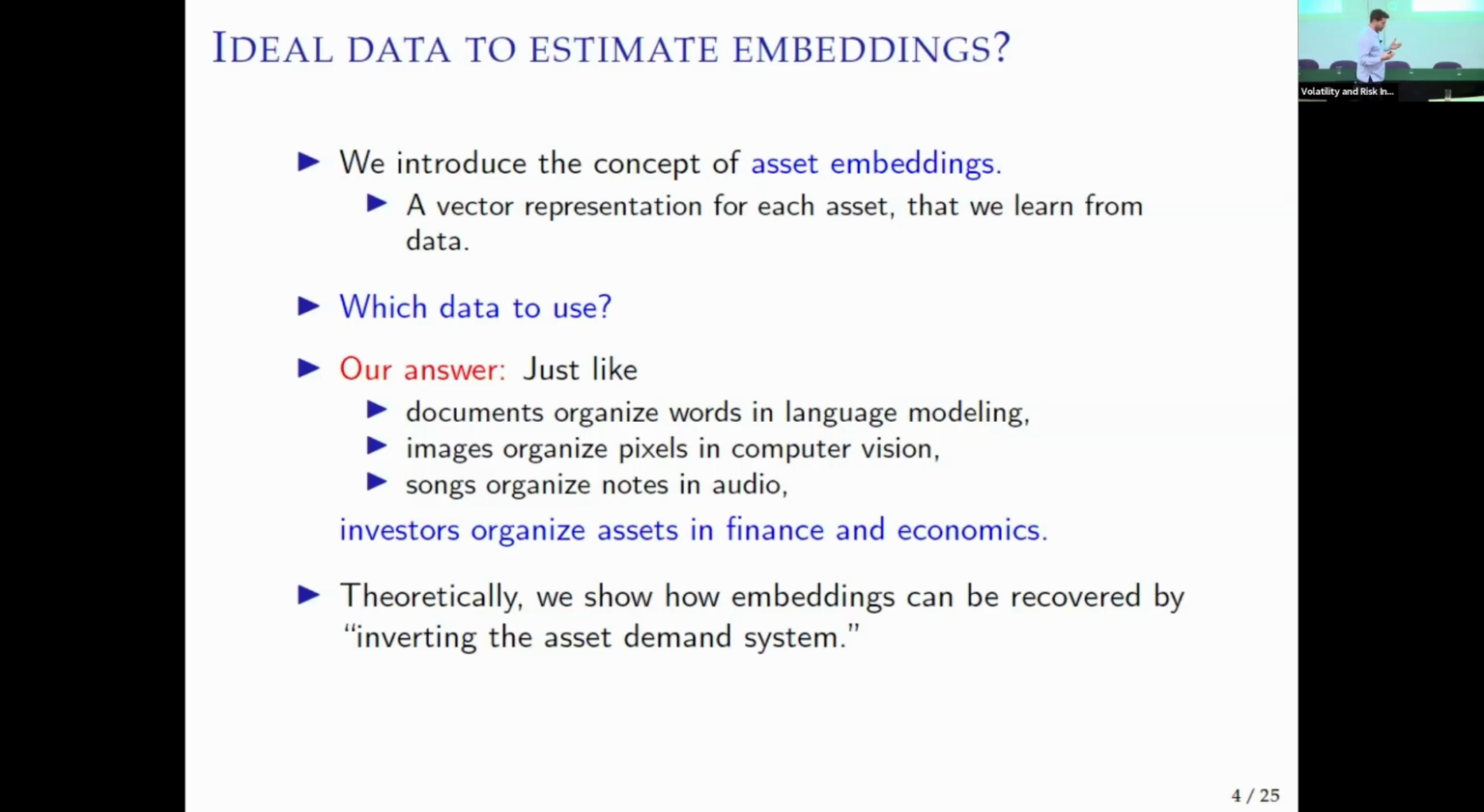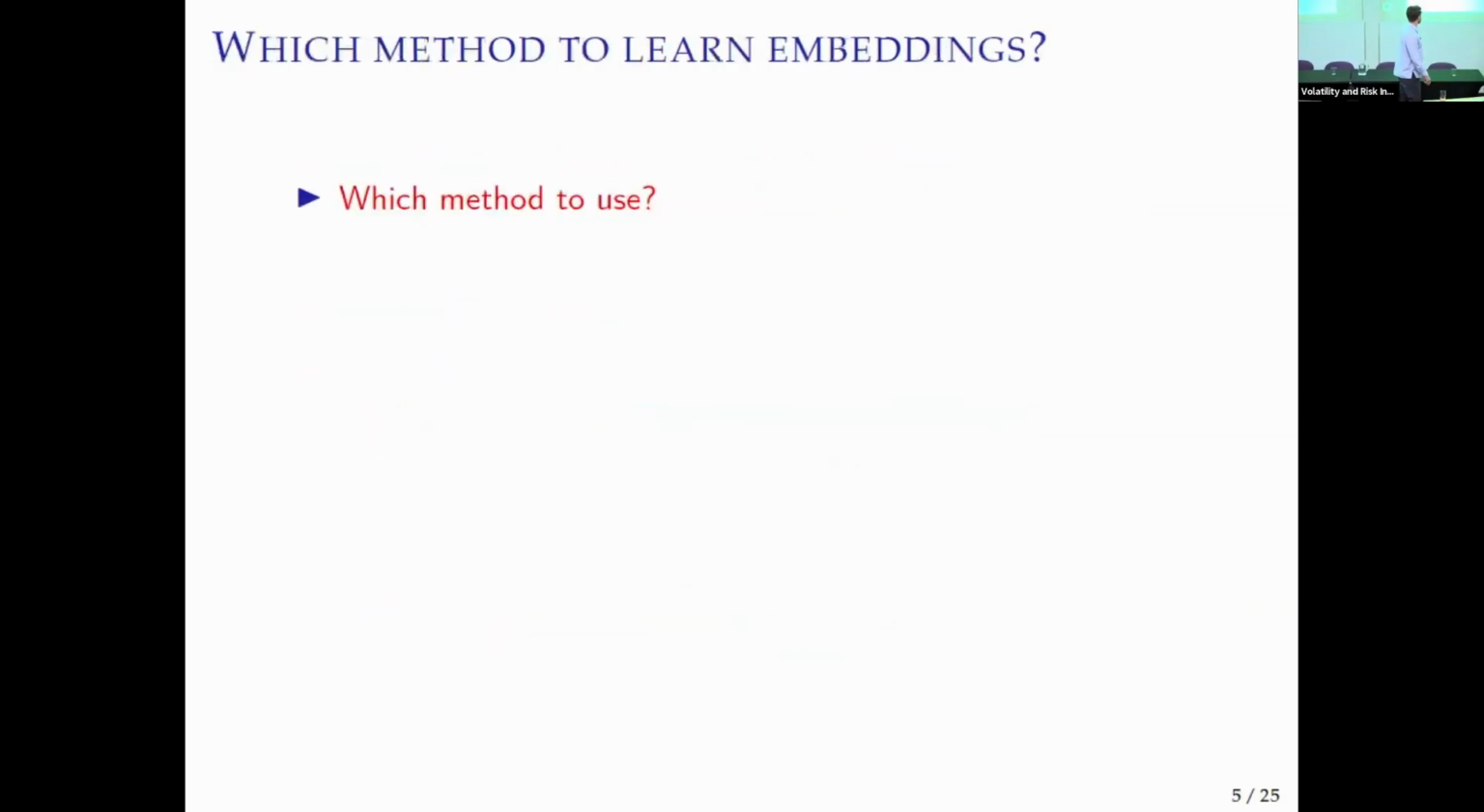Right? But when investors form their portfolios, they are using these characteristics. We show that effectively what you can do is you can invert the observed asset demand system to uncover the characteristics that investors use when they form their portfolios. The question then becomes, which method do we use? A big part of this paper is leaning very heavily on this analogy between the natural language processing literature and what we can do with investor portfolios.